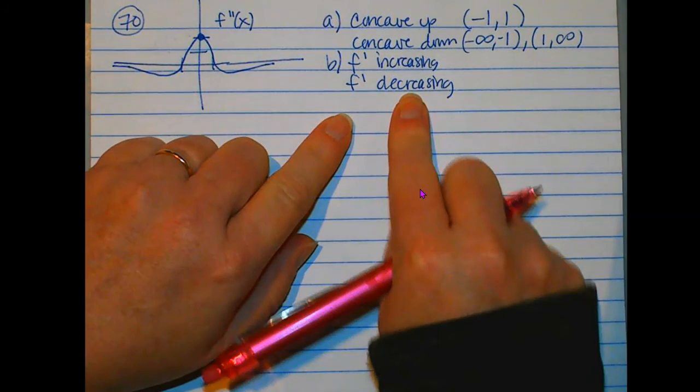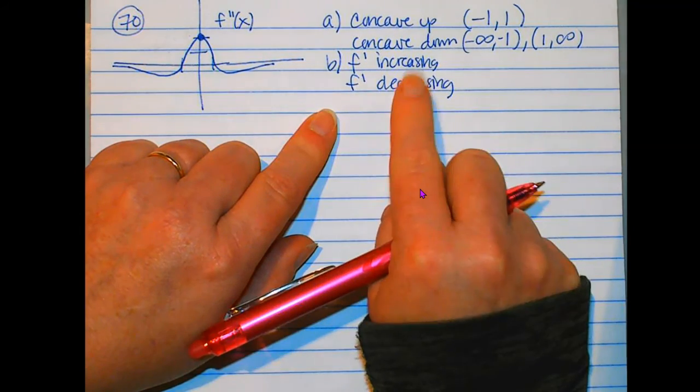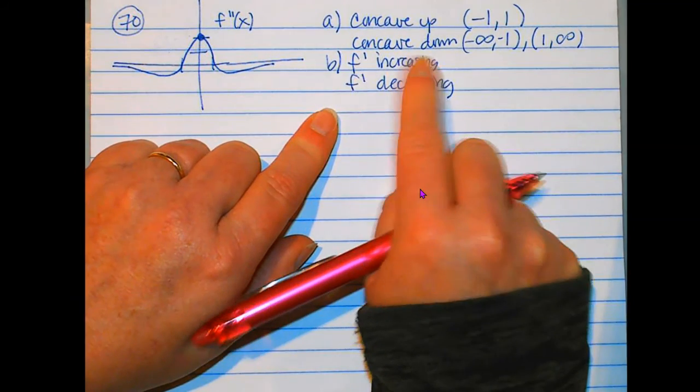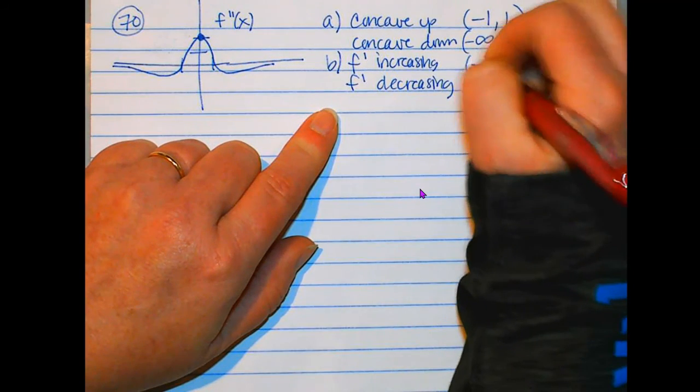So decreasing means its derivative, the second derivative, is negative, and increasing means the second derivative is positive, which is the same thing as concave up and concave down. So these are the same answers.